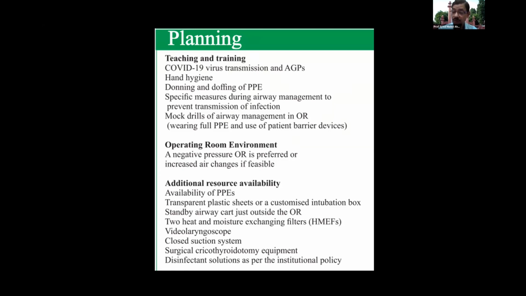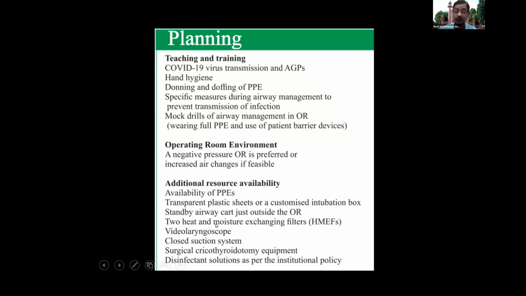In the operating room environment, most importantly, you should have a negative pressure chamber. But if you don't have it, you can have a closed room with an exhaust system, so as to prevent the aerosol generation as much as possible. And for additional resources, you always need the PPE kit, the transparent plastic sheets, or a customized intubation box, which has a lot of controversy. A standby airway cart should always be there. And one important thing is that an HME filter should always be there, at least 2, so as to prevent yourself from being exposed to that aerosol.